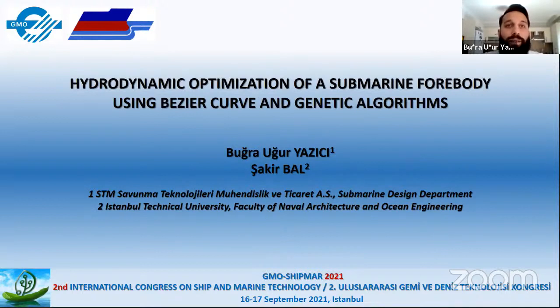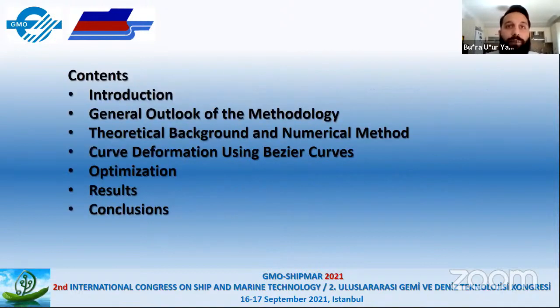This presentation consists of 7 sections. In the introduction section, brief information about submarine bow forms and the geometry will be presented. A general outlook of the methodology will explain the developed platform for the optimization process. The CFD method and the geometric definitions will be presented in the 3rd section. The formation of the geometry using Bezier curves will be explained shortly. The optimization process using deformed curves will be detailed, and finally, results and conclusions will be shared.